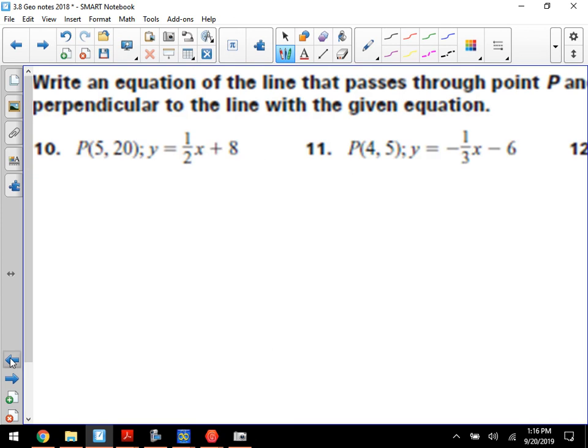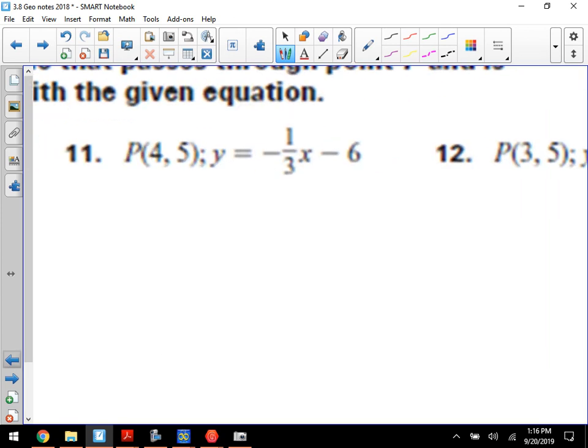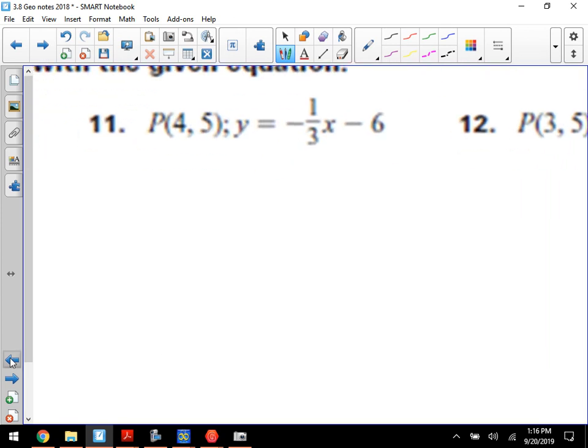Let's see, there was one other in here. We'll do this one real quick. This is another perpendicular. Take a minute, I want you guys to try this one on your own. Your equation is y equals -1/3 x minus 6, and I want you to be perpendicular through the point 4, 5. Write out and show those 3 steps because it makes everything easier as you fill them through.